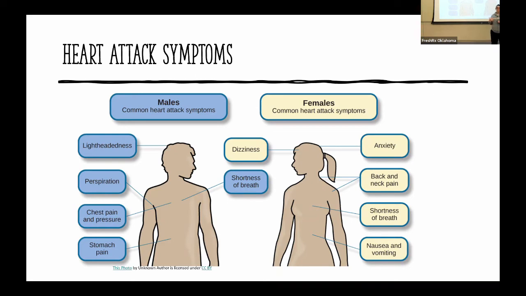Now, for women, it's a little more tricky to detect a heart attack. That's why women tend to die more from heart attacks than men. There are two reasons: women tolerate pain way better compared to men, and the symptoms are less common, especially back and neck pain. So having pain in the back, we think it's just a muscle that has been pulled wrong.